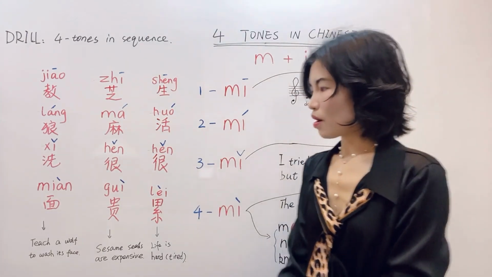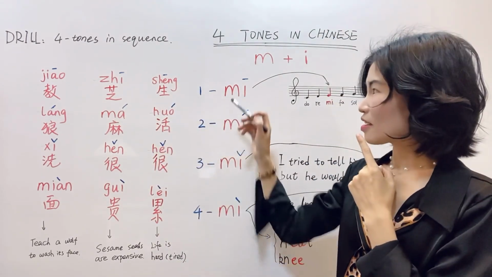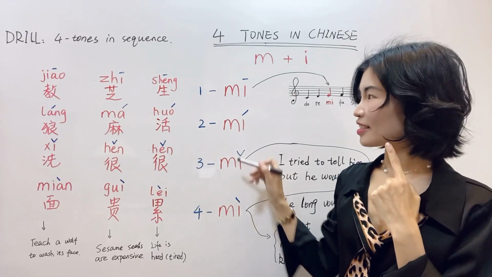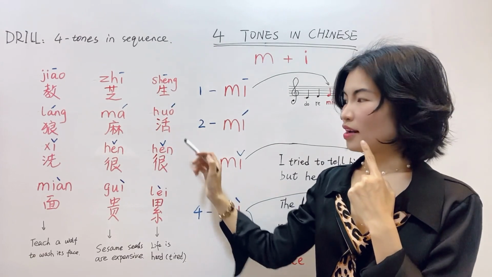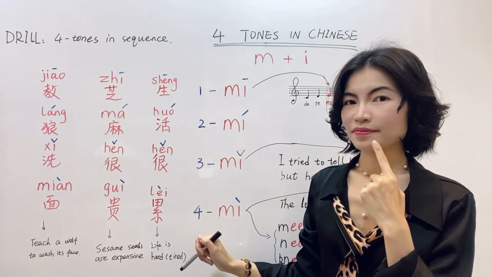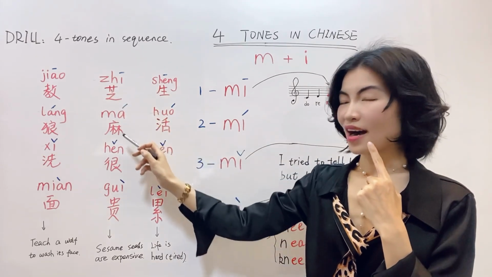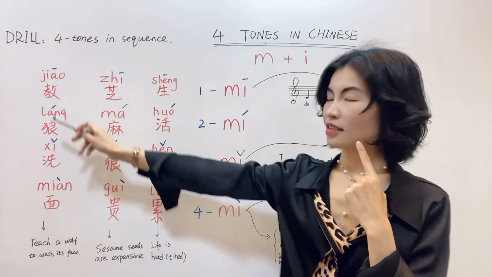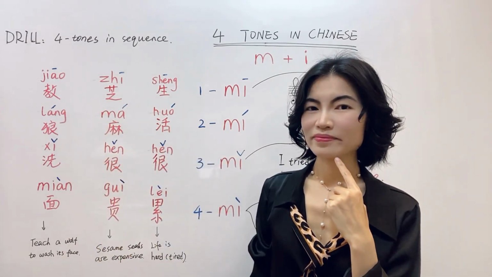Now let's practice them all and we'll be done here. Say it with me, please. E, E, E, E. 生活很累. 芝麻很贵. 教狼洗面.